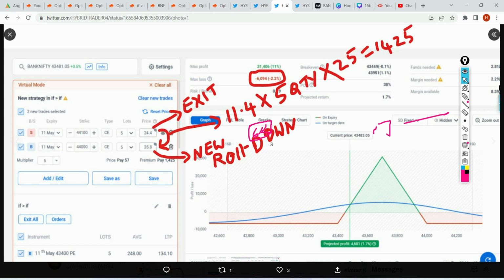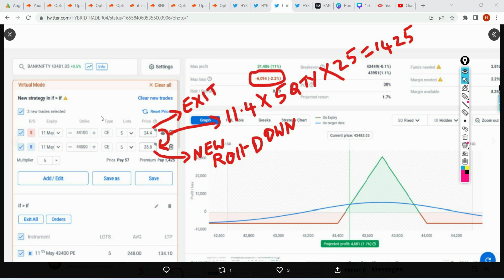I've done the roll down. That's it. Not at all magical. And if you think this is magic, you have to learn the Ironfly. I'm not doing anything magical. I'm just doing very systematic reverse buying, ensuring that I have my profit and also my loss defined.